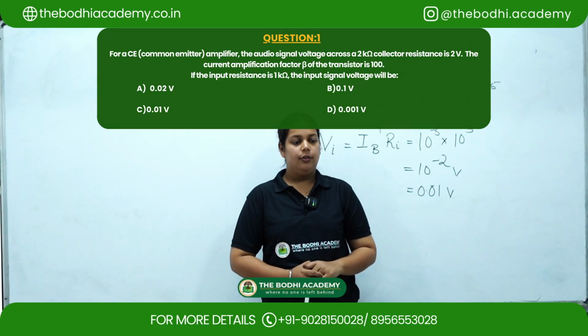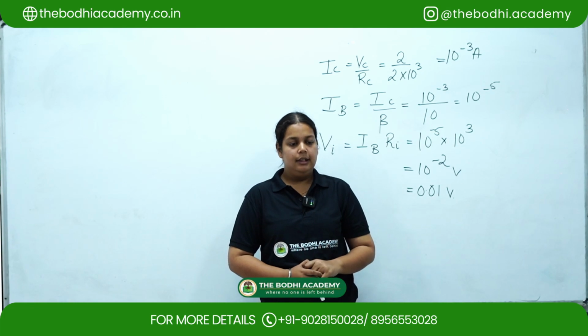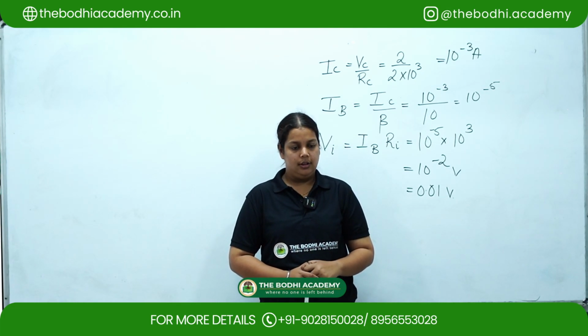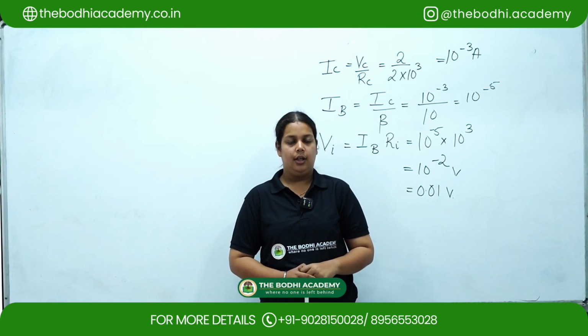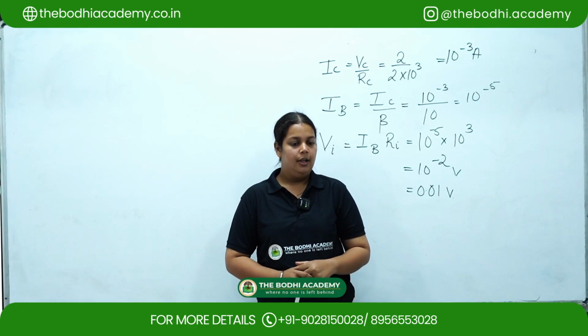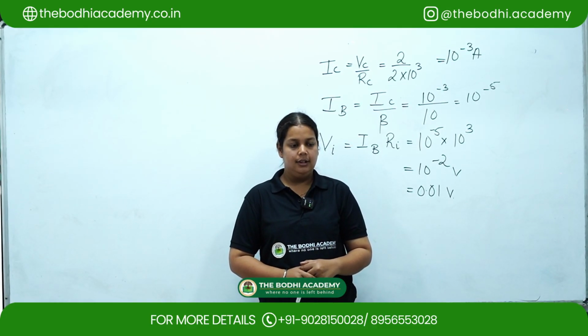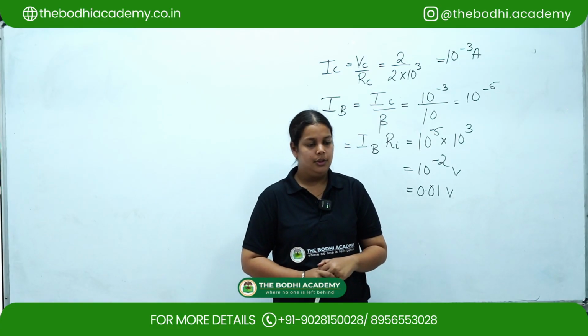So for a CE common emitter amplifier, the audio signal voltage across the collector resistance of 2K is 2 volts. The current amplification factor beta is 100. For the input resistance, we need to find the input voltage.